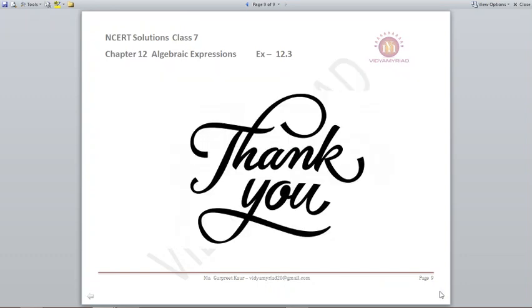With this we finish this exercise 12.3. I hope you must be finding it easy and simple. Don't get confused in your negative signs. Please do lots of practice for that and then you will end up with correct answers.